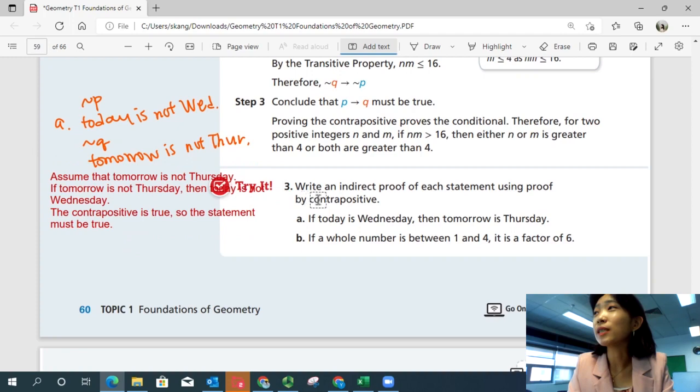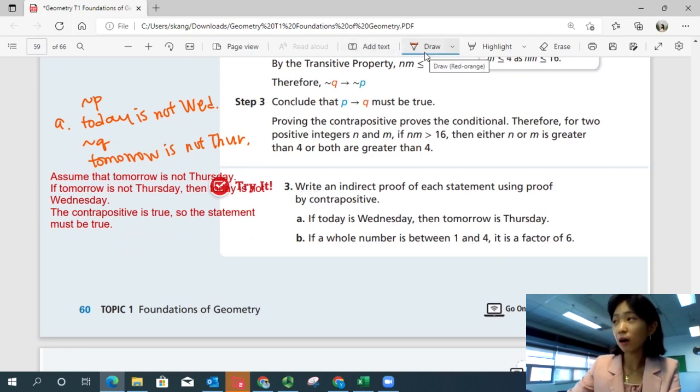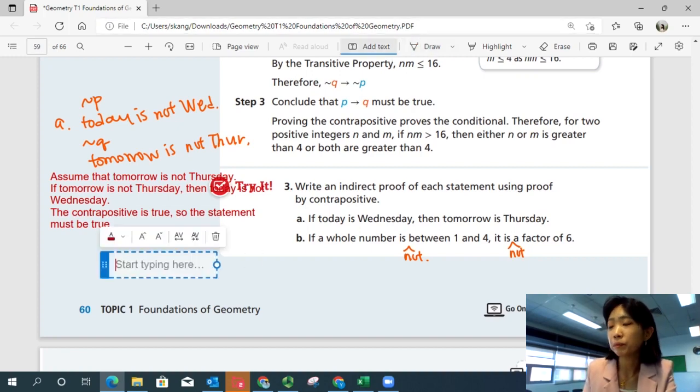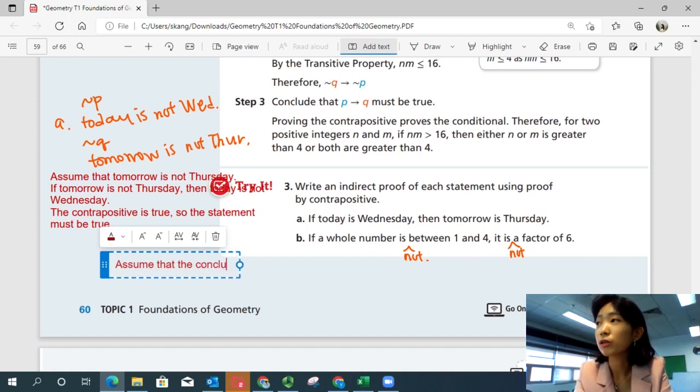Okay, what about part B? If a whole number is between 1 and 4, it is a factor of 6. So the negation of the hypothesis is that the whole number is not between 1 and 4. Okay? So we're going to try to prove that it is not a factor of 6, and we're going to assume this. Okay, so let's assume that the conclusion is not true.